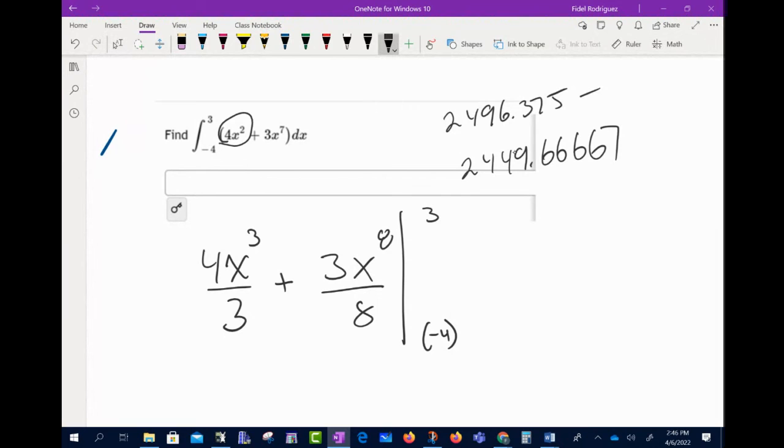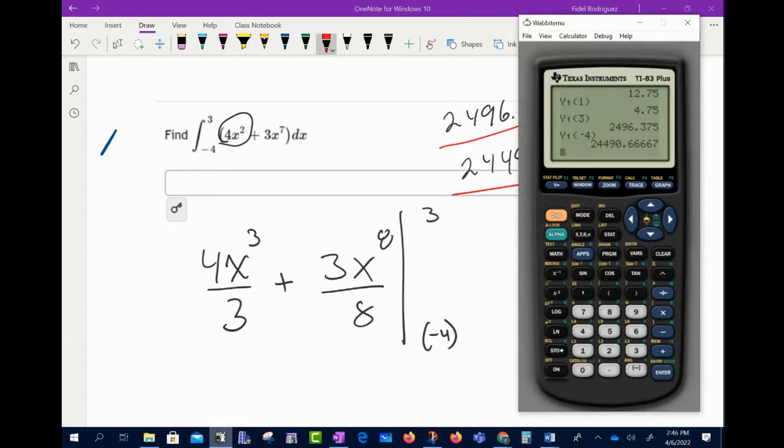And now, remember what I'm going to do now, y'all? I'm going to subtract the two. Always the first one minus the second one. Okay, 2496.375 minus my answer that I got earlier. And I'm coming up with a negative 21,994.29167.